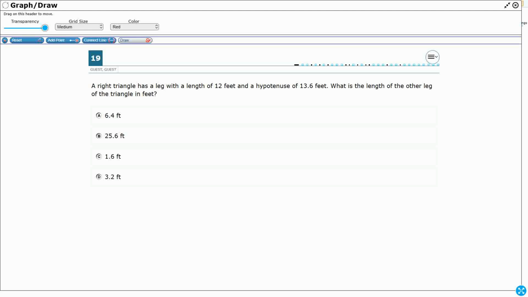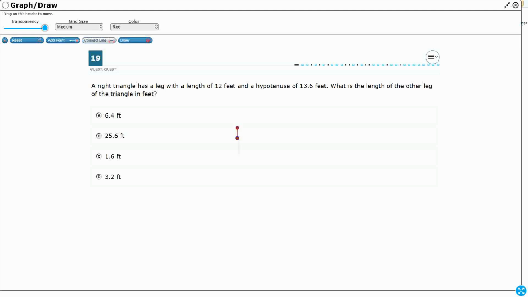All right, so we've got a right triangle and it has a leg with a length of 12 feet, a hypotenuse of 13.6. So let's draw something here that we can visually represent. Let's say this is our right triangle. It might not be to scale, but that's fine. We've got a leg that's 12 feet. We've got a hypotenuse that's 13.6 feet.